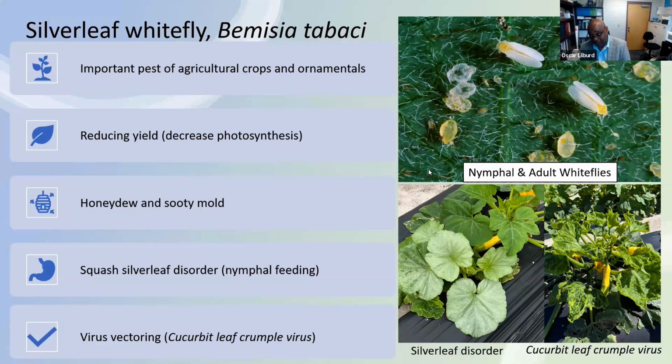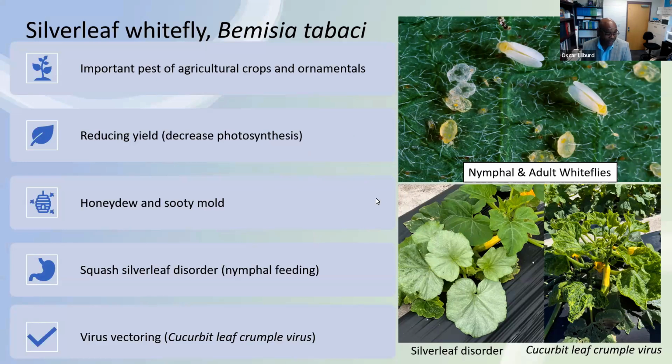Another big problem we have with the silverleaf whitefly is that it's a vector for many viruses. In fact, I understand that it can spread up to about 400 viruses. But the biggest problem we have here in the southeastern part of the US is one which is referred to as cucurbit leaf crumble virus.